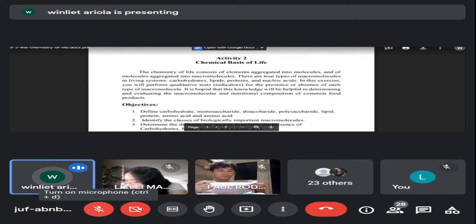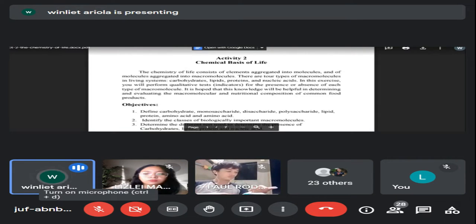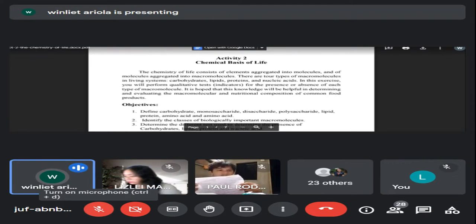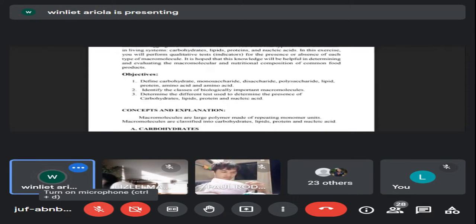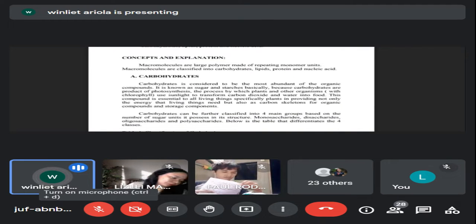So gumamit tayo ng color change. Remember? Meron tayong color for positive, meron tayong color for negative. But ang different lang is the lipids or the fats, which is hindi yun color. Translucent spot test yun. So, if there is a translucent spot, that is positive. Without translucent spot, that is negative for fats. Okay, so that is what we mean by indicators or qualitative tests. Let's start with the first macromolecule.